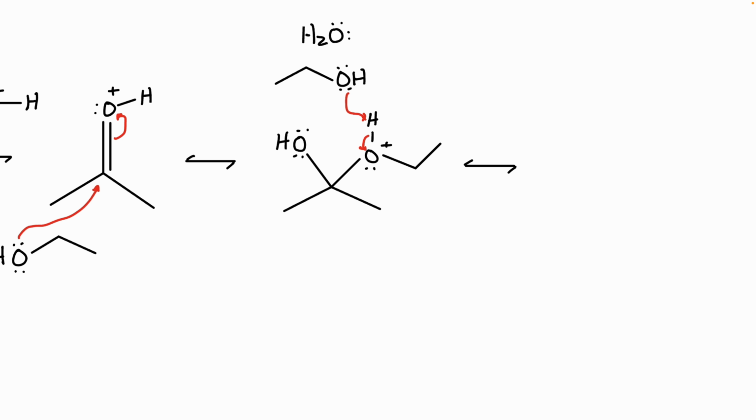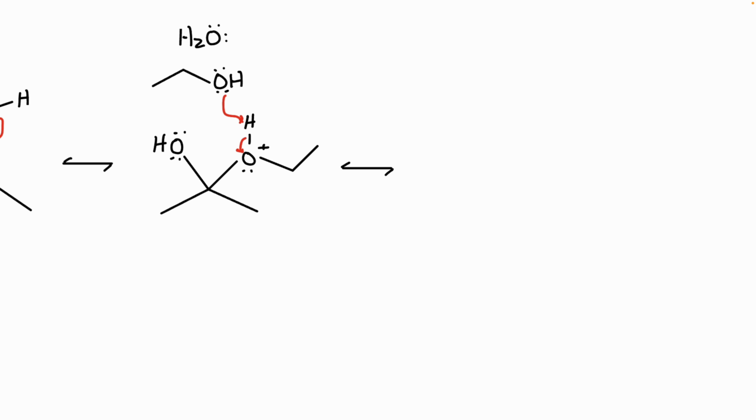All right. So what we form here, we have an alcohol attached to that carbonyl carbon and a hydroxyl group. So this is what's called a hemiacetal.